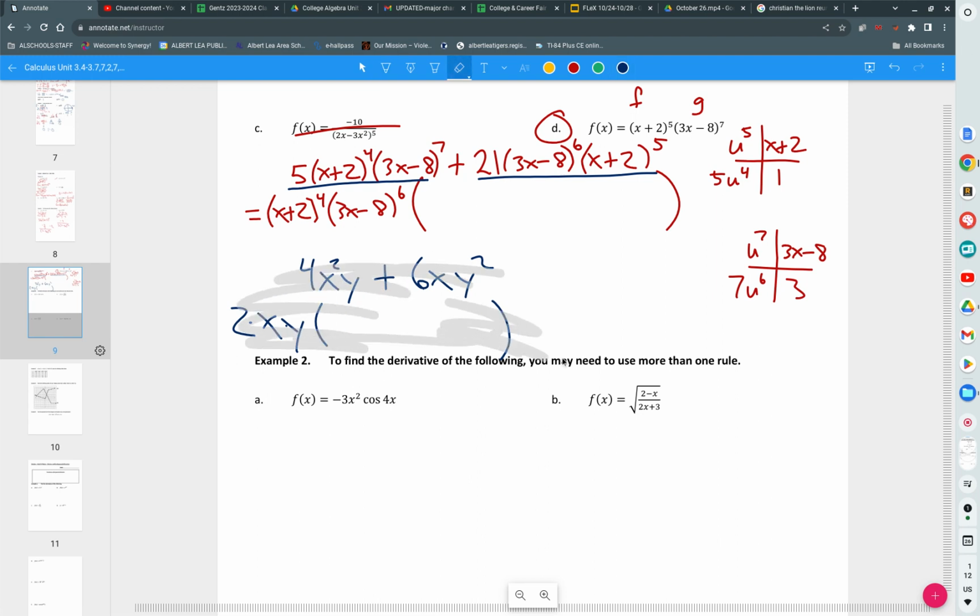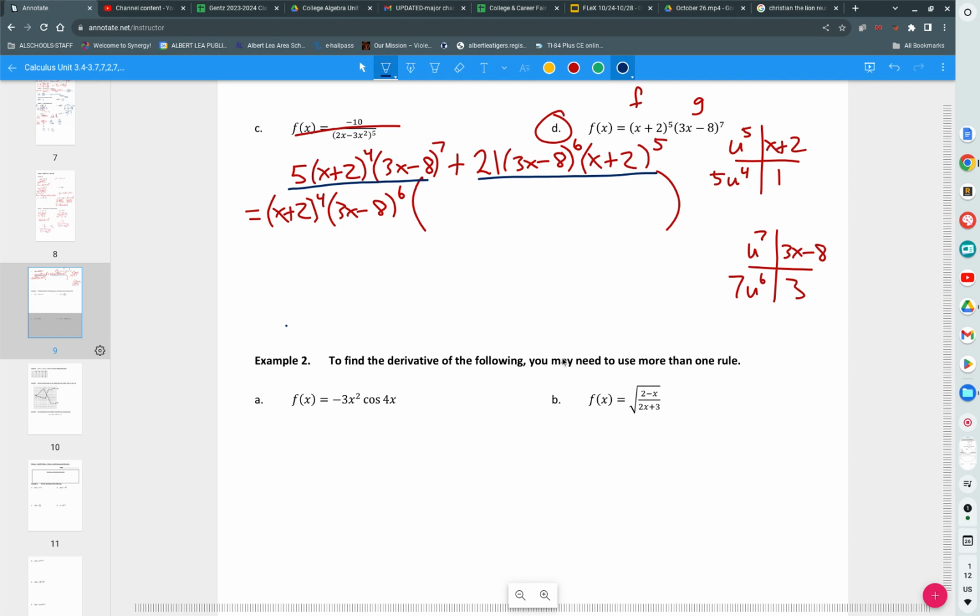What are you left with in the first expression? Good. 5 times 3x minus 8. What's the next symbol to come? Plus, because of this addition sign right there. Then what's left after that? I got a 21, right? Times x plus 2. So it's always going to work out that that's going to be a factor. Our x plus 2 to the 4th power and our 3x minus 8 to the 6th power. And then you're going to have this guy left right here.